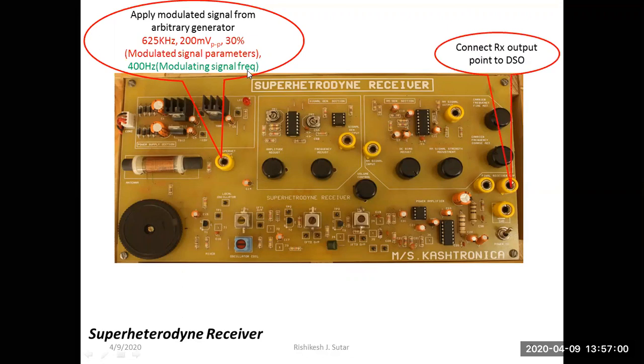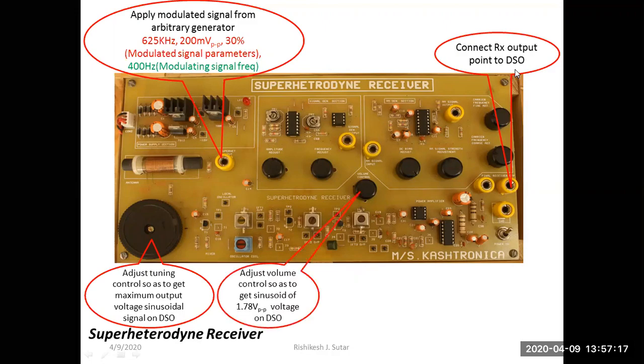Then you will connect the receiver output to the DSO. Then you can adjust the tuning control so as to get the maximum output voltage sinusoidal signal on the DSO. Then we will adjust this volume control so as to get 1.78 volt peak to peak voltage on the DSO.